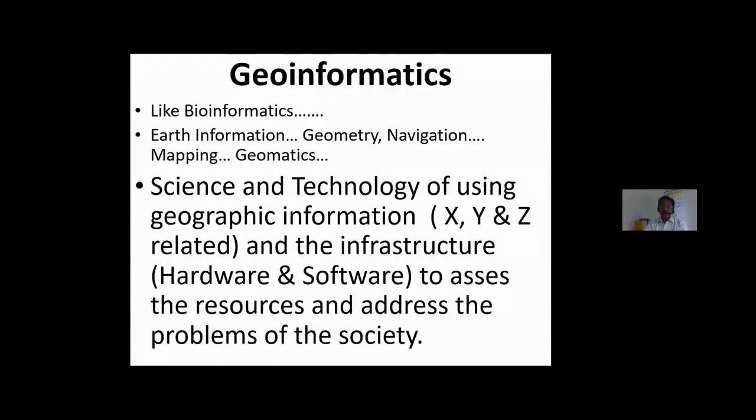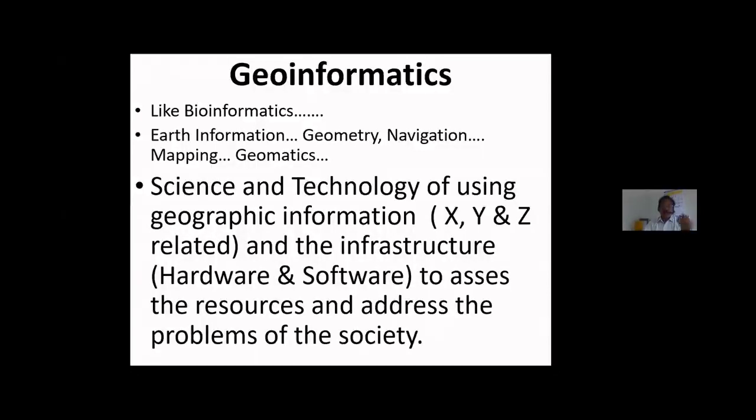Then, coming to the topic of our discussion, geoinformatics. Like bioinformatics, geoinformatics is concerned with, as everyone knows, Earth information. Earlier, some 50, 60 years before, it was geometry, like econometrics. And before that, it was the navigators who were sailing and making the maps, and that was the concern.